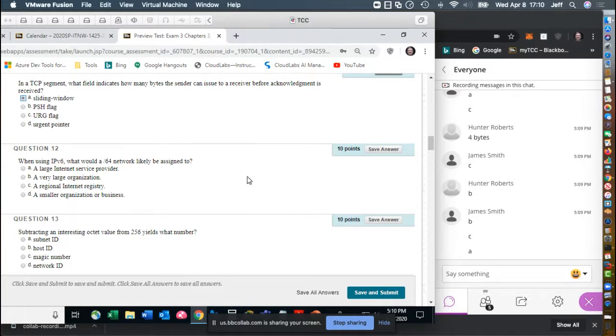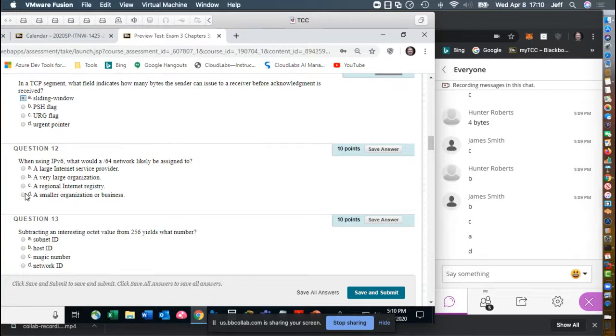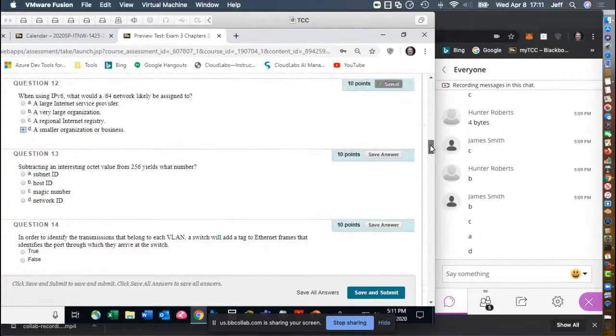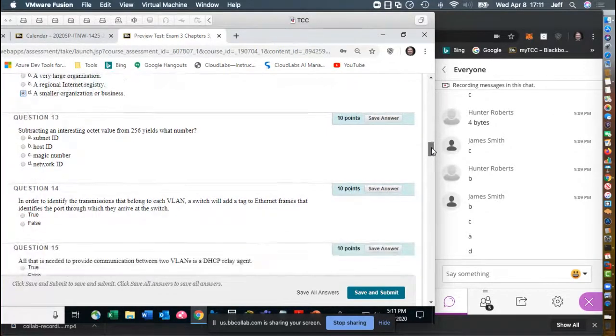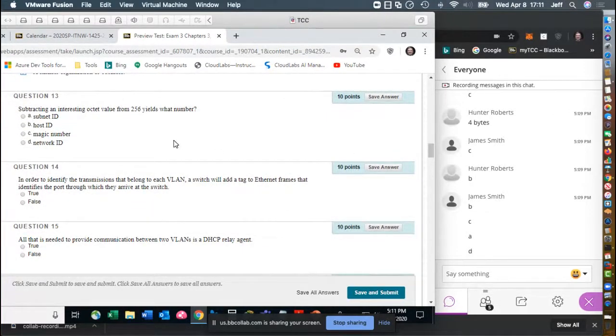All right. When using IPv6, what would a /64 network likely be assigned to? D, right. Yeah, slash 64 is really like the small network, right? But it's really crazy. It's like 18 some trillion or something devices. It's crazy. That's how many addresses we have.